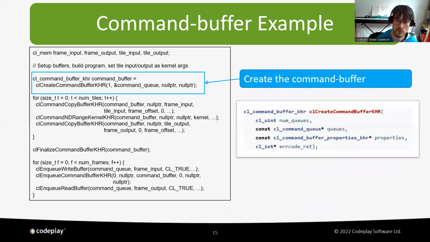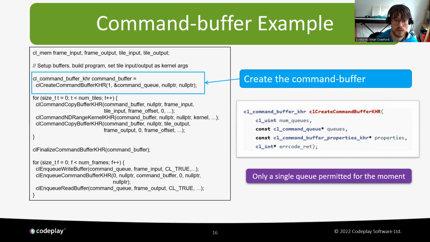The first thing we need to do before we can record this command is create a command buffer, and that returns a new type we've defined. On creation, we pass a list of queues that a command buffer can be created with. These are the queues that a command buffer can record commands to. For the extension, you can actually only pass a single queue for the moment, although in the future you could allow more queues to be passed, and I'll talk about this later on in the talk.